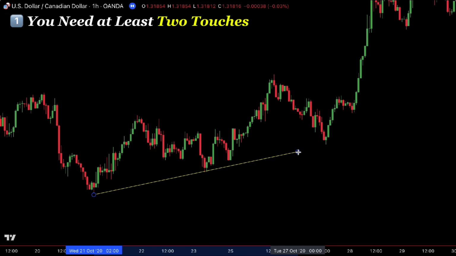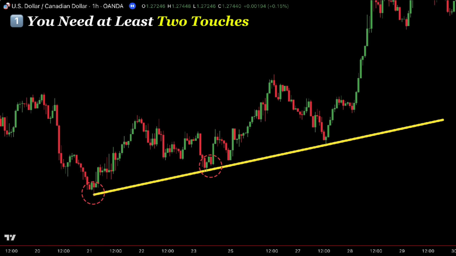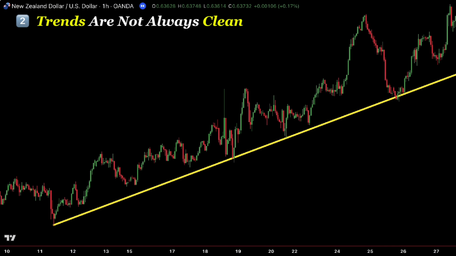To draw a valid trend line, you need at least 2 points of contact. The more times price reacts to it, the stronger it becomes. But keep this in mind. More touches do not guarantee that the trend line will hold in the future. It only shows that price has respected it in the past. A trend line is not an exact level, it's more like a guide.